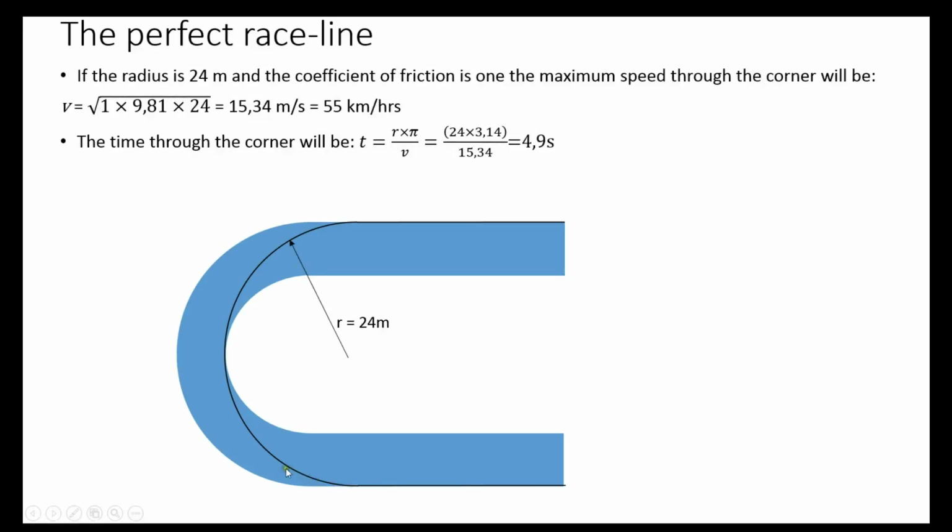If we take the largest radius possible through this corner, which happens to be 24 meters, we have a coefficient of friction which is 1. Then we can go 55 kilometers an hour, and that is as fast as you can go in this corner with this friction. Since we know the distance now and we know the speed, we can calculate the time through the corner, from the moment we start to turn until we stop turning. It will take us 4.9 seconds.